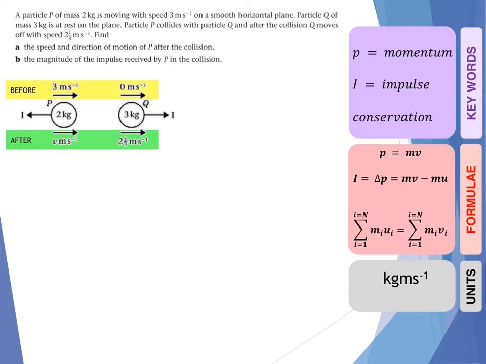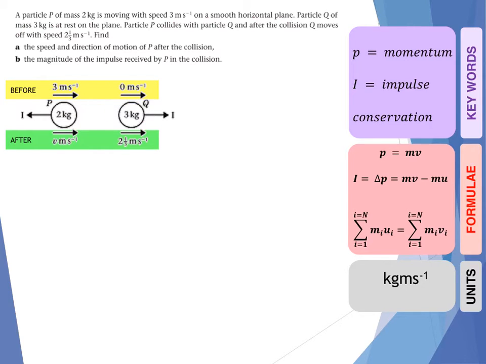So here's an example of what we might be asked to do in M1. We'll be given this long-worded question from which we're going to draw a diagram. So to start off with, we've got a particle P of mass 2 kilograms, so I've drawn that here. And I know that it's moving with speed 3 meters per second on a smooth horizontal plane. Okay, so my direction is going towards the other particle, moving at 3 meters per second, and that's its speed before the collision.